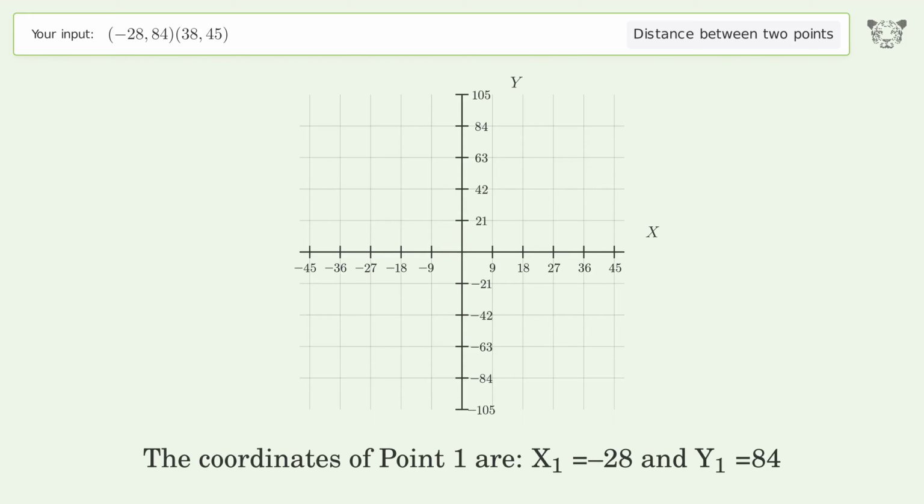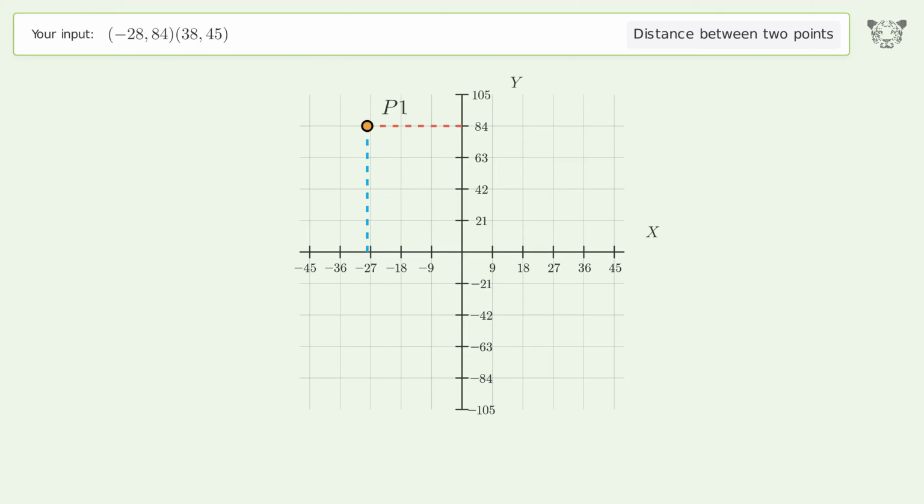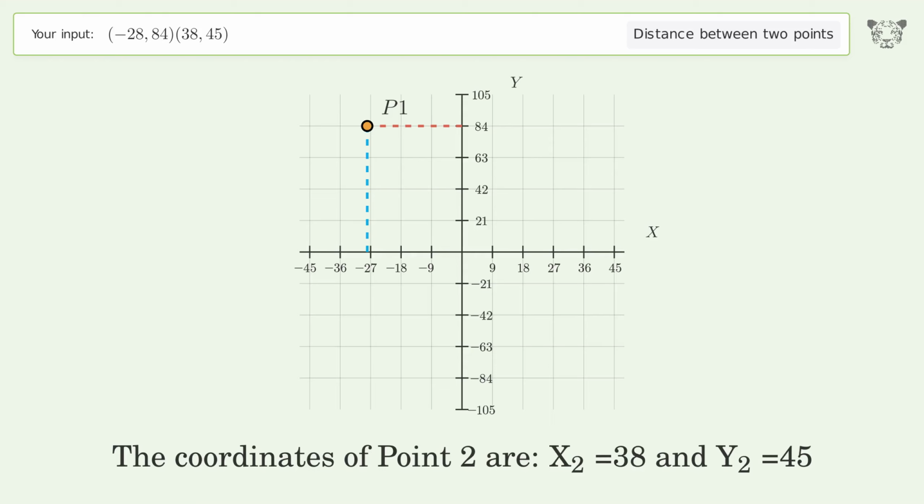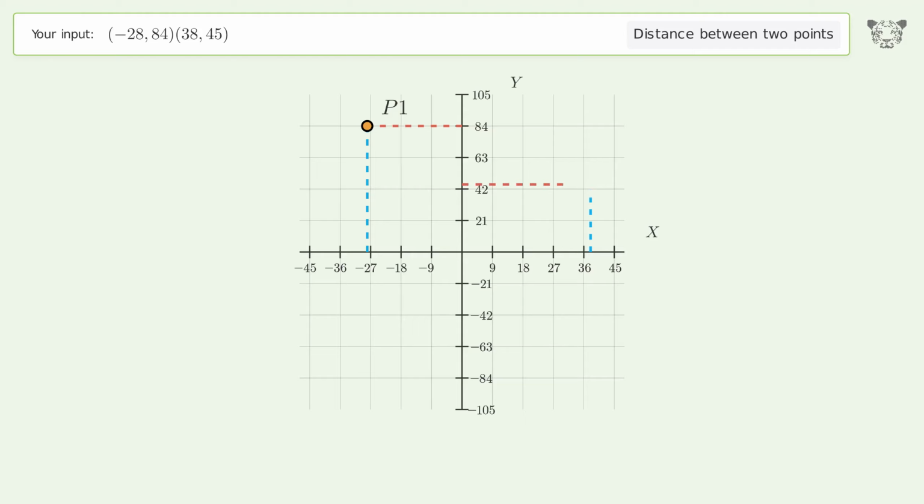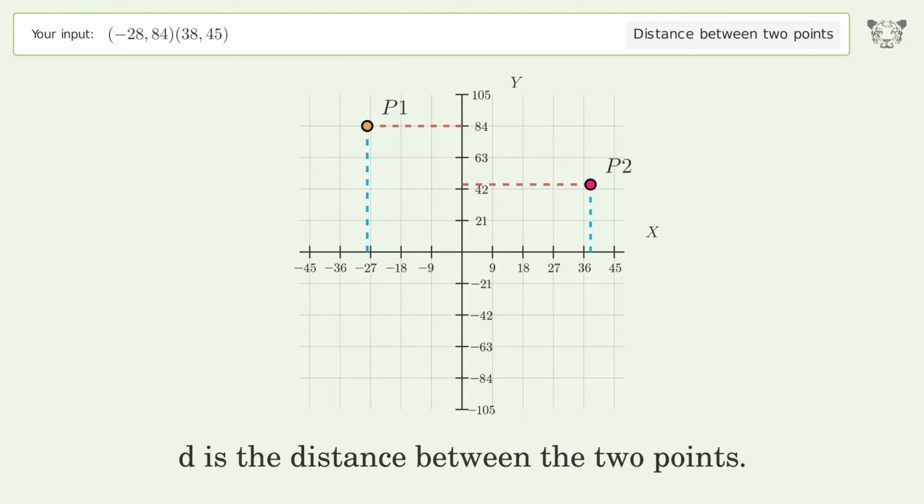The coordinates of point 1 are x1 equals -28 and y1 equals 84. The coordinates of point 2 are x2 equals 38 and y2 equals 45. D is the distance between the 2 points.